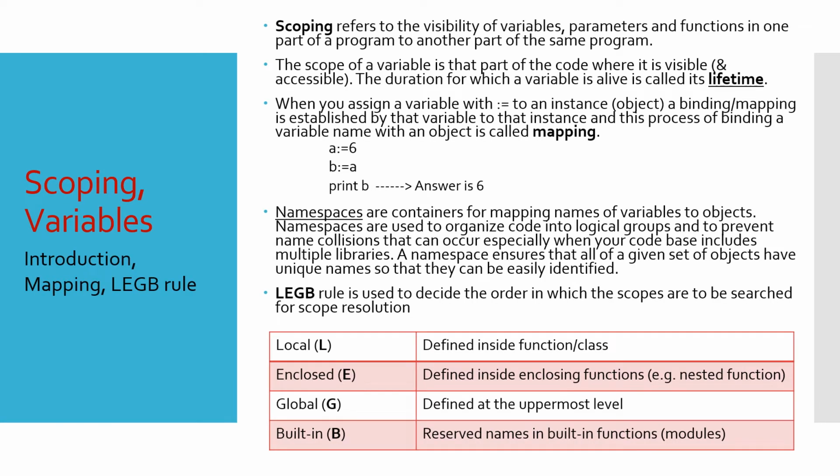So what is scoping? Scoping refers to the visibility of variables, parameters, and functions in one part of a program to another part of the same program. For example, the scope of a variable is that part of the code where it is visible and accessible.